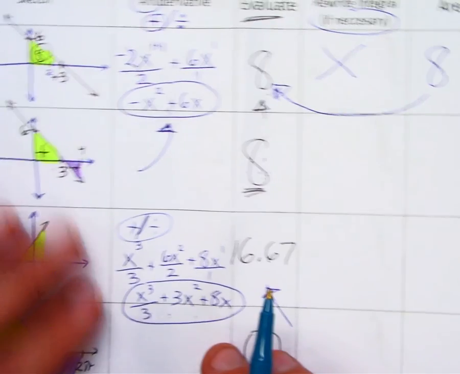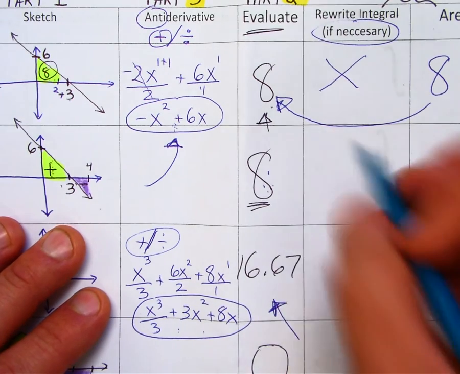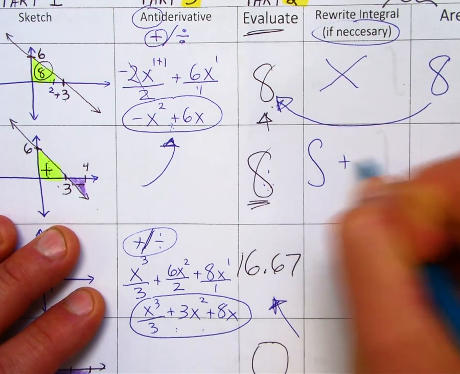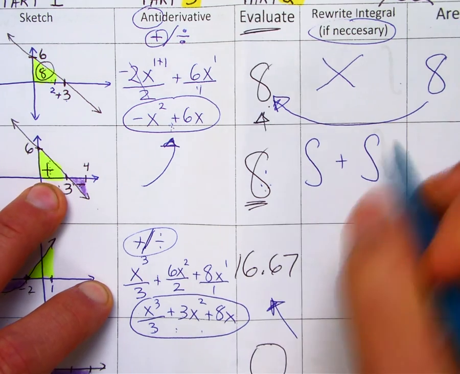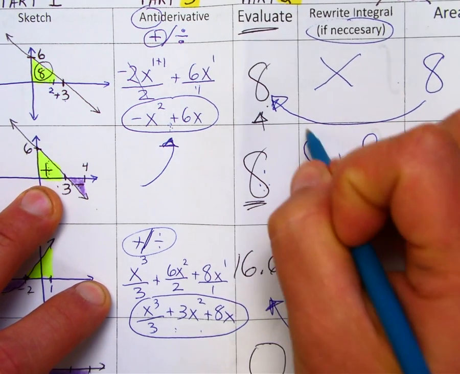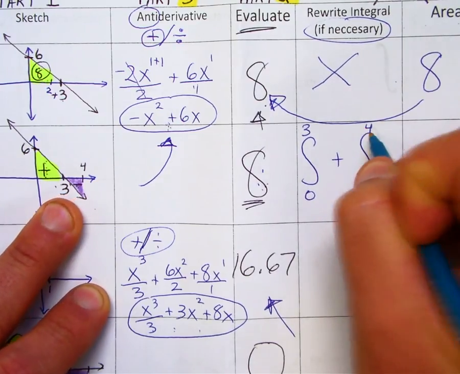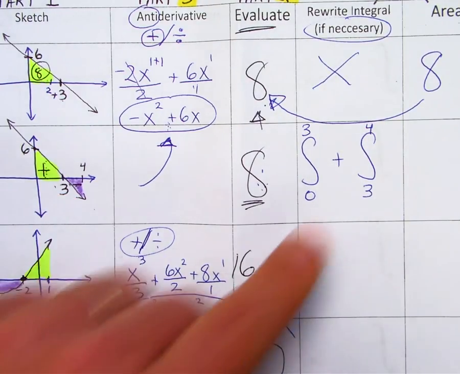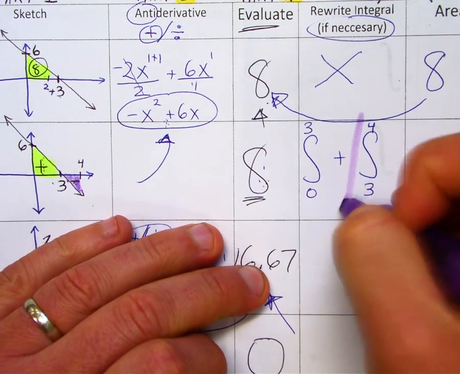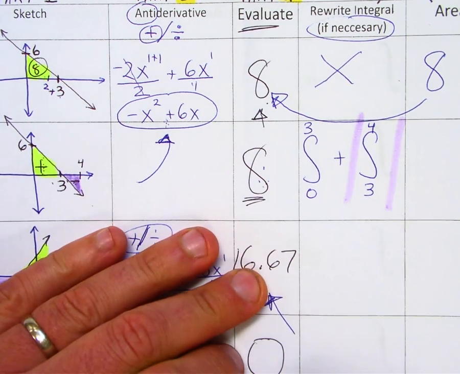So in this case, I want to break it up into 2 different integrals. I have area above sea level from 0 to 3. I have area below sea level from 3 to 4. So since this is below sea level, I'm just going to put absolute value on this answer.